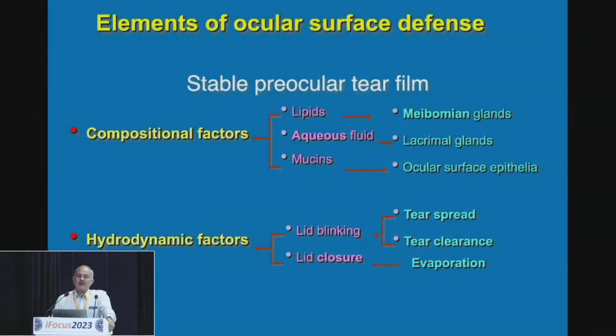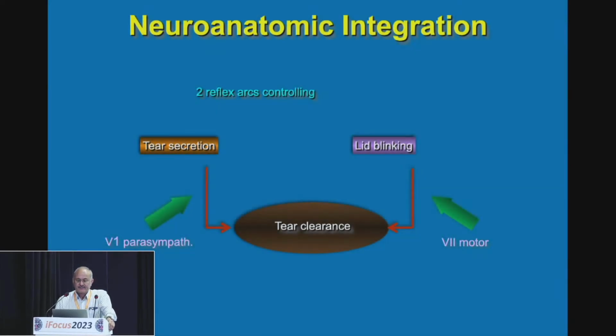The first element of the ocular surface defense is the preocular tear film, which has compositional factors and hydrodynamic factors. And I'm sure you will read about and listen to quite a bit of talks about the dry eye and the preocular tear film assessment. Tulika was talking about how we assess the ocular surface staining and all the cellular tests and other things.